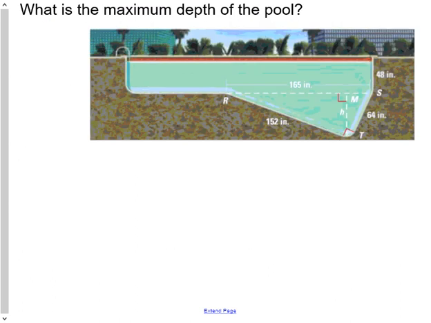As in the next one, we've got a diagram that shows a pool that is 48 inches deep, and then we have a triangle similar to what we've been dealing with today for the deep end of the pool that apparently is about 165 inches long.